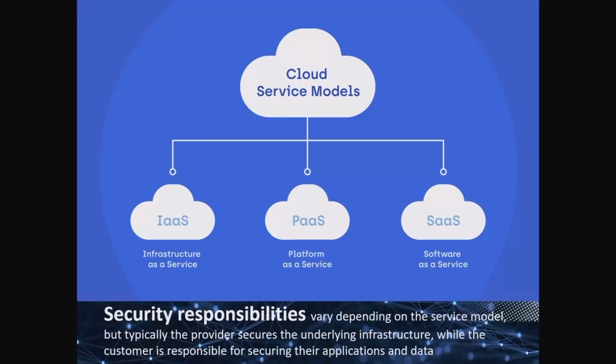Okay. So we have been able to establish a background that we are in the cloud, and we have seen why we need security. Now, security responsibilities. Don't forget that we have said this is a shared responsibility, right? Security responsibilities vary depending on the kind of service model.